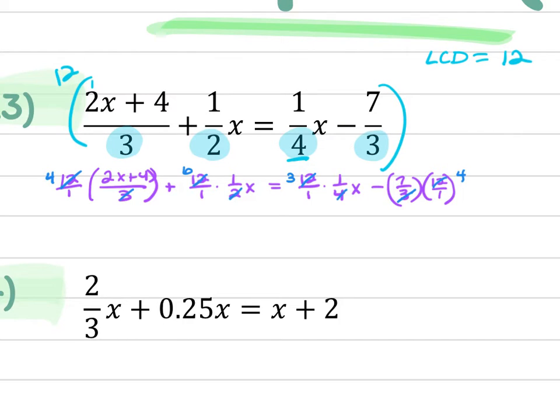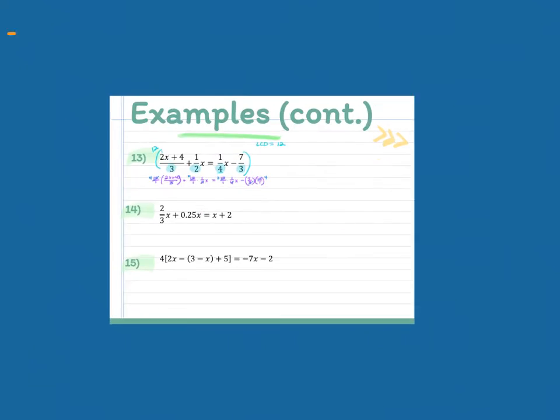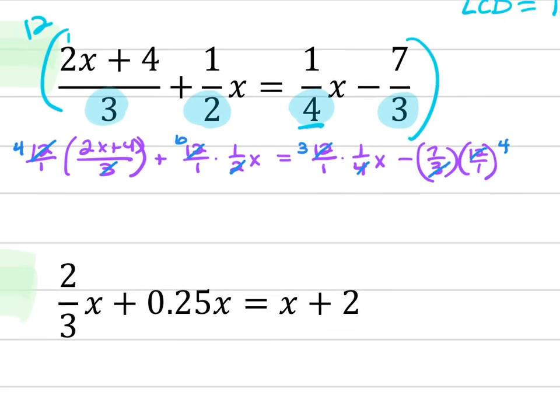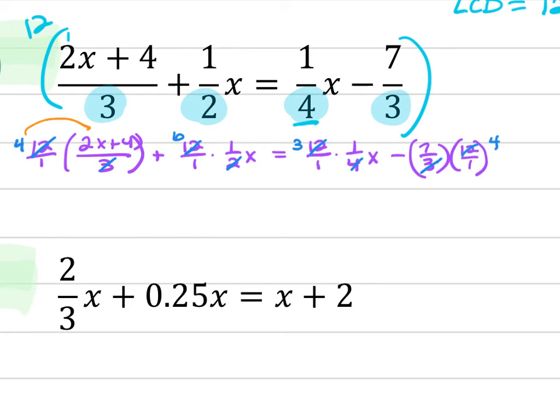Now I multiply it out. So 4 gets multiplied by 2x and 4: 8x plus 16. 6 gets multiplied. Now all of this is a 1. So 6 times 1 times x would be 6x. Equals, all the denominators are 1. So 3 times 1 times x is 3x. All the denominators are 1. So negative 7 times 4 is negative 28.